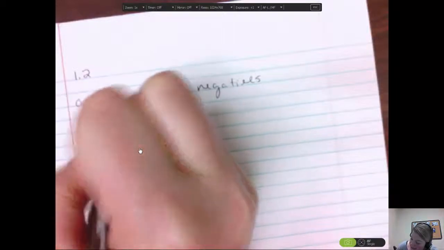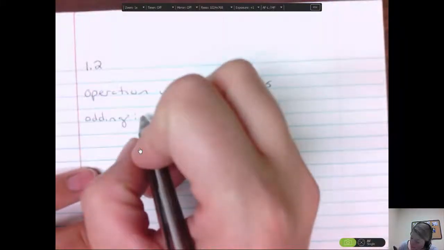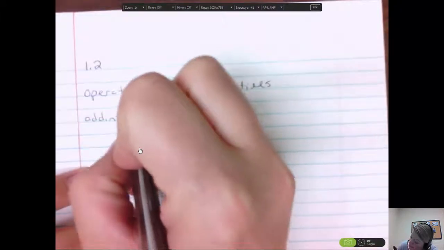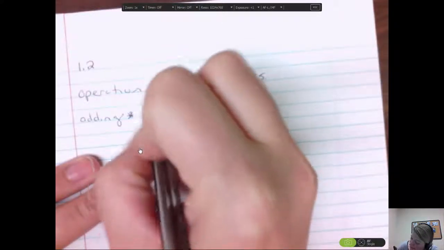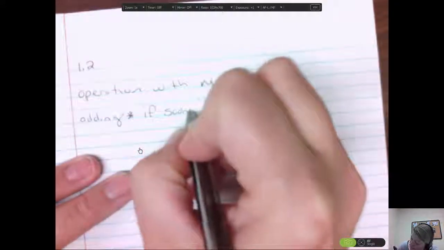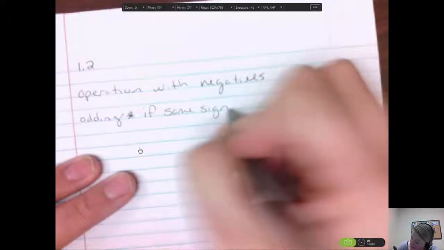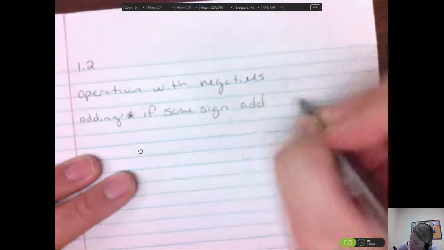So adding, the general rule is to, or I guess there's two general rules. All of a sudden I was drawing a blank here. So let's do the first rule. If they have the same sign, if same sign, add and keep the sign.